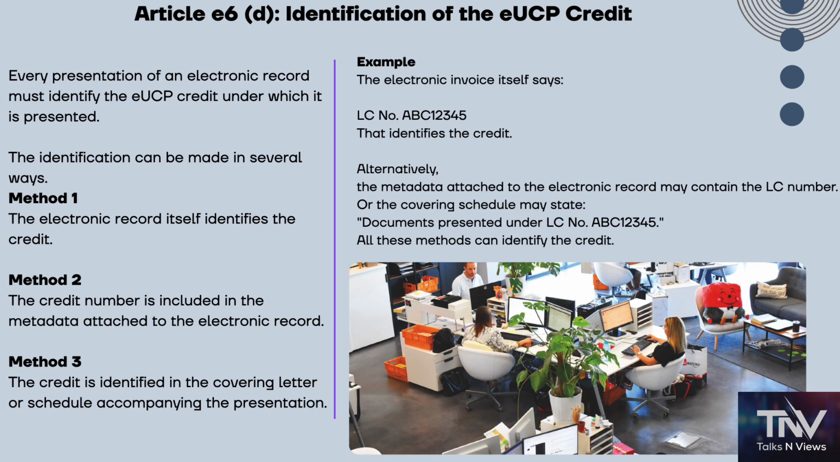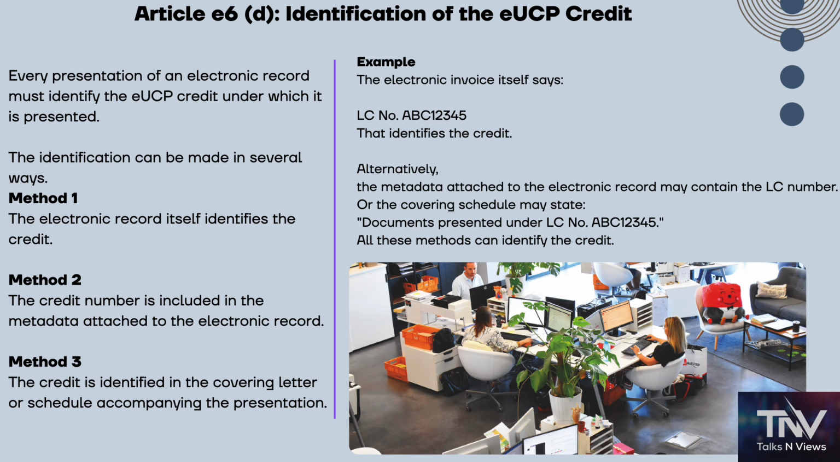Article E6, D, identification of the eUCP credit. Every presentation of an electronic record must identify the eUCP credit under which it is presented. The identification can be made in several ways. Method 1. The electronic record itself identifies the credit. Method 2. The credit number is included in the metadata attached to the electronic record. Method 3. The credit is identified in the covering letter or schedule accompanying the presentation.